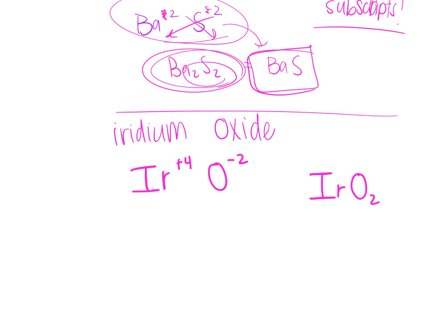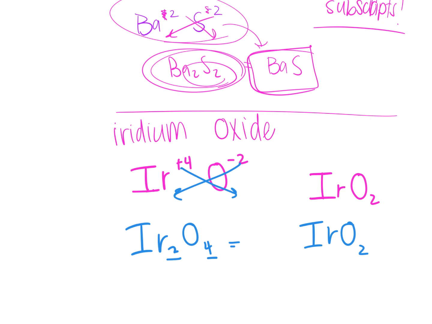If I did the crisscross method, which is fine, it leaves me with Ir2O4. But aren't both of those reducible by 2? So I still have to finish it out: IrO2. This is the correct formula, not this. We can't leave it at our crisscross. We have to reduce. So either method works. If you can see the ratio right away, by all means, write it out. If you want to use the crisscross, do it, but make sure you check at the end, because you might need to reduce.